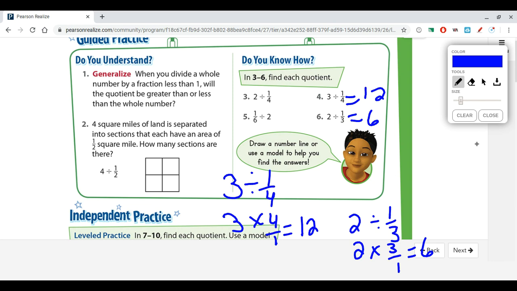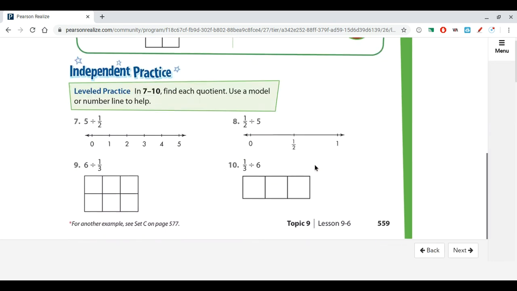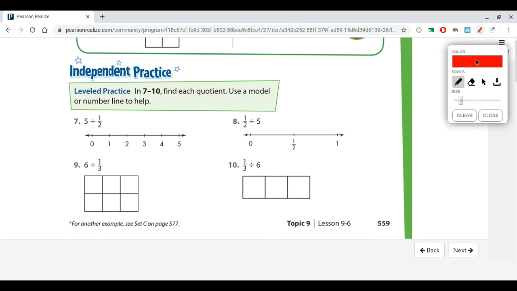All right, for your independent practice today, I'd like for you to go ahead and do all of 7 through 10. So you're going to do 7, 8, 9, 10. You can use the models or number lines to help you, but you can also use that algorithm. So you may use the algorithm if you need to. But again, if those models help you, use those models.